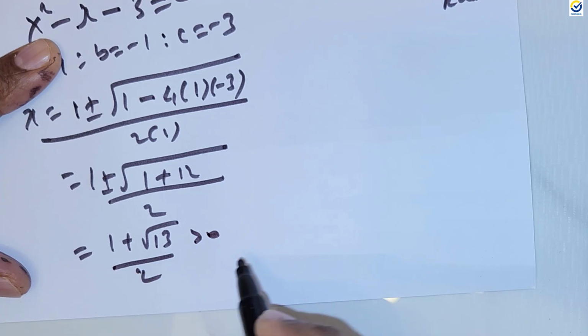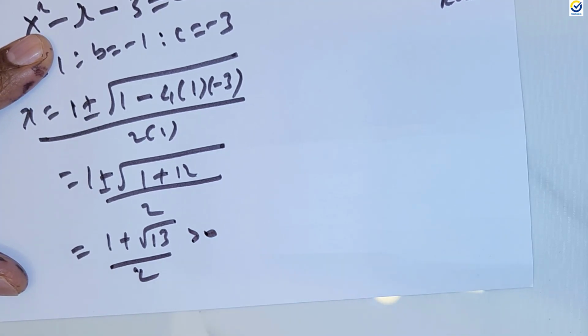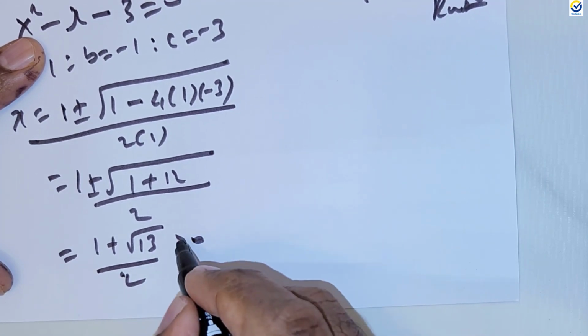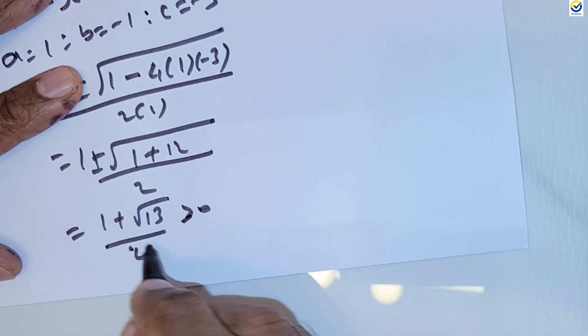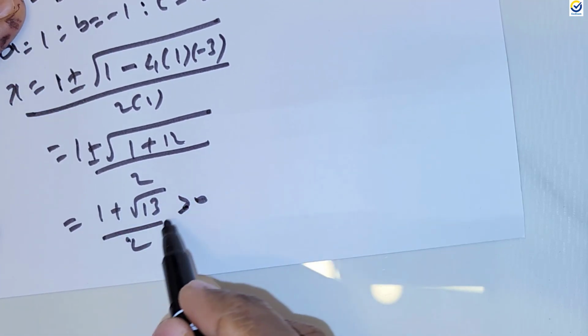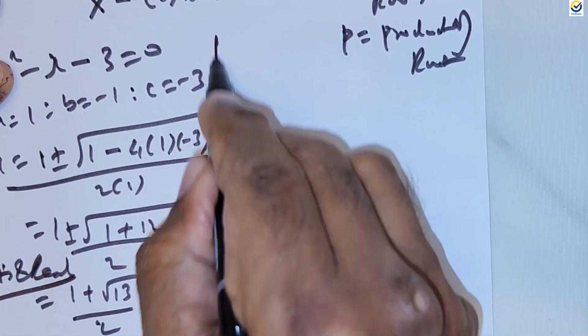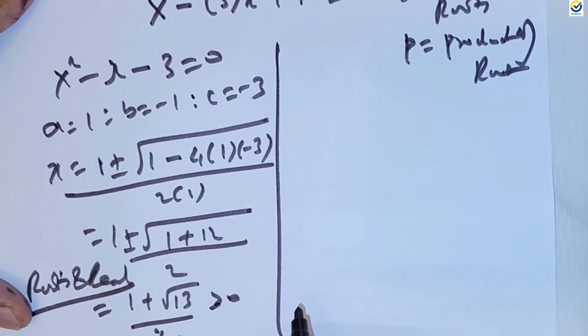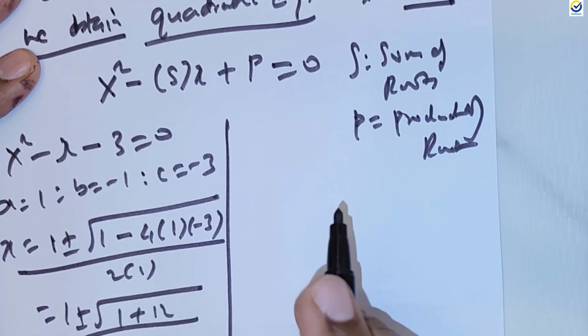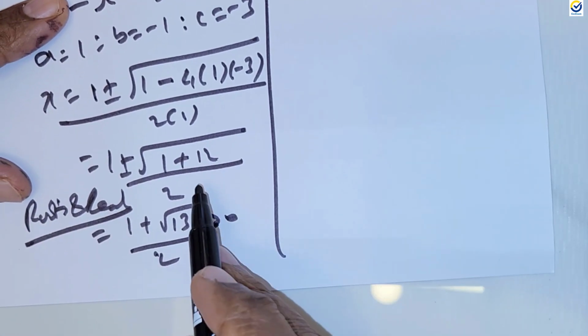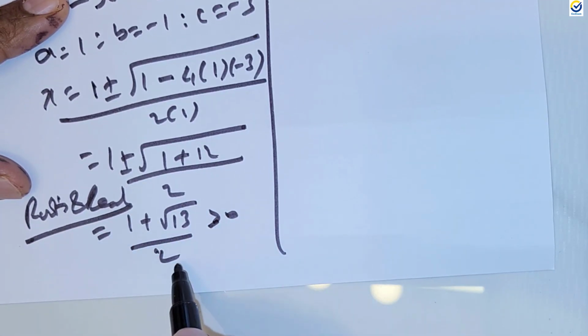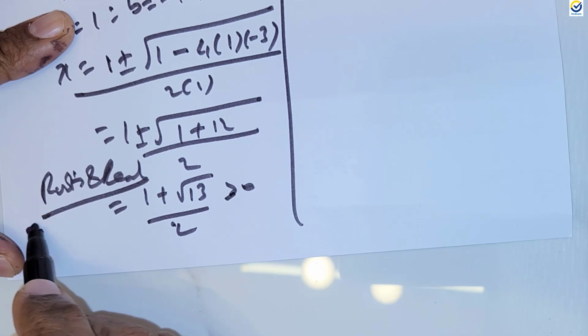This is greater than 0. The discriminant is greater than 0, and the roots are real in this case. So that is a check you need to do in this situation. For the other cases also, we check whether the roots are real and unequal.